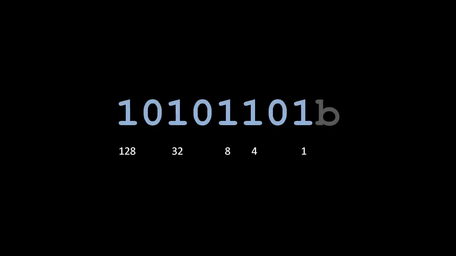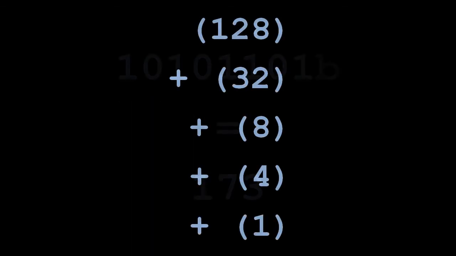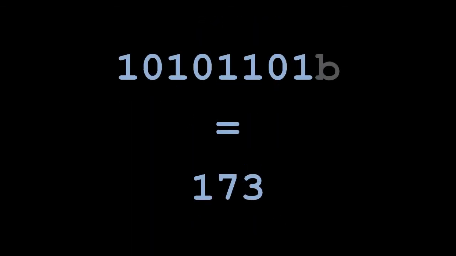So starting from the right, the powers of 2 go 1, 2, 4, 8, 16, 32, 64, 128. But we just take the powers of 2 corresponding to the digits with 1s in them, and we sum them together, and we get 173. 173 decimal is equivalent to 10101101 binary.